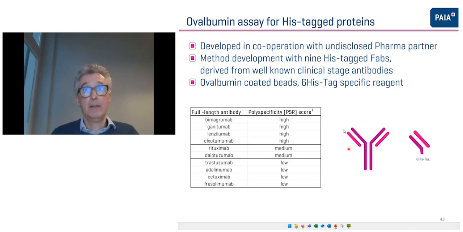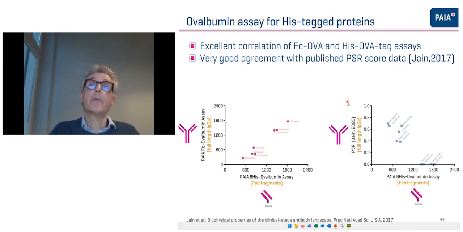So we went on to develop the assay. We again use ovalbumin-coated beads, but of course we changed the reagent. In this case, we're using a 6xHis-tag specific reagent, also of course with a fluorophore attached to it. And then we looked at how well this 6xHis ovalbumin assay on the fragments correlates with the Fc ovalbumin assay performed on the corresponding full-length IgGs. And you see a very, very nice correlation of these two assays, which underlines what we think to have understood, that most of the polyreactivity comes from the Fab, and there's not a lot of influence of the Fc part, because you see this correlation between these two assays so well.